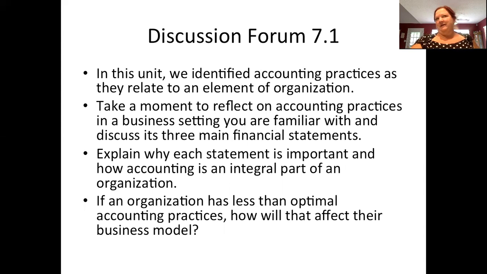So we can send out a bill for $10,000, but the insurance contractually might only pay us $300. So it's very different. Explain why each statement's important and how accounting is an integral part of an organization. And if an organization has less than optimal accounting practices, how will it affect their business model?